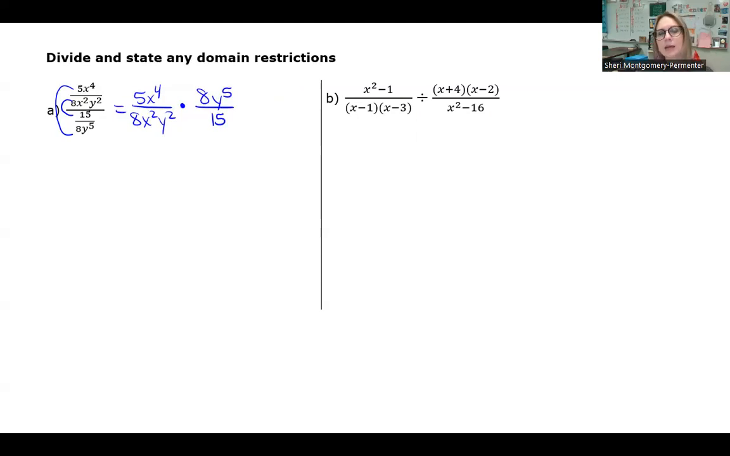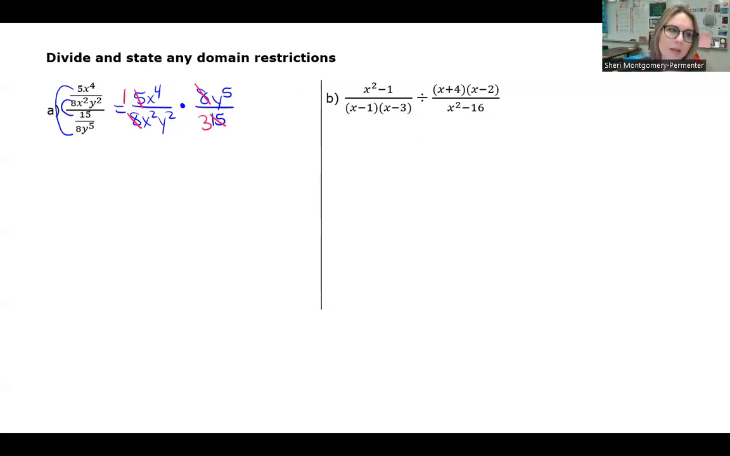Now, as I go to multiply, it's easier if you try and reduce things if possible. I noticed that I have 8 over 8, so those can reduce. And then I noticed that I have a 15 and a 15 and 5. So 5 goes into 15 3 times. So that will become 1, and this becomes a 3.